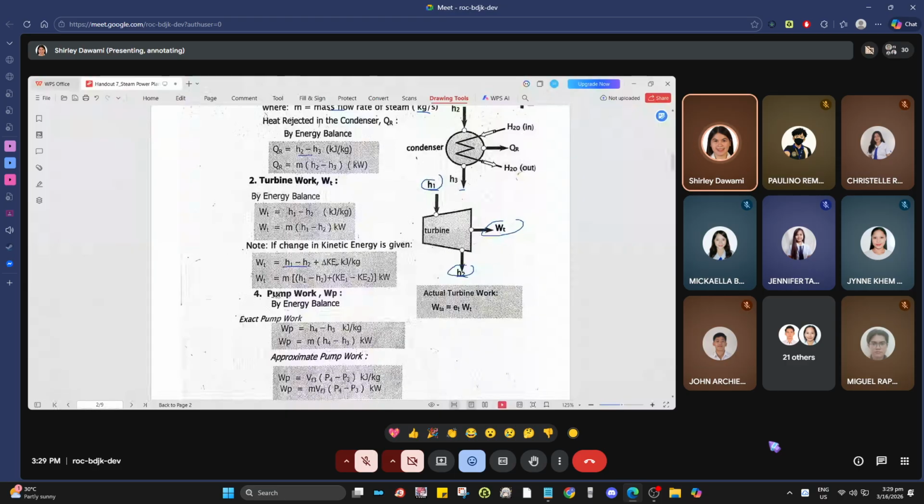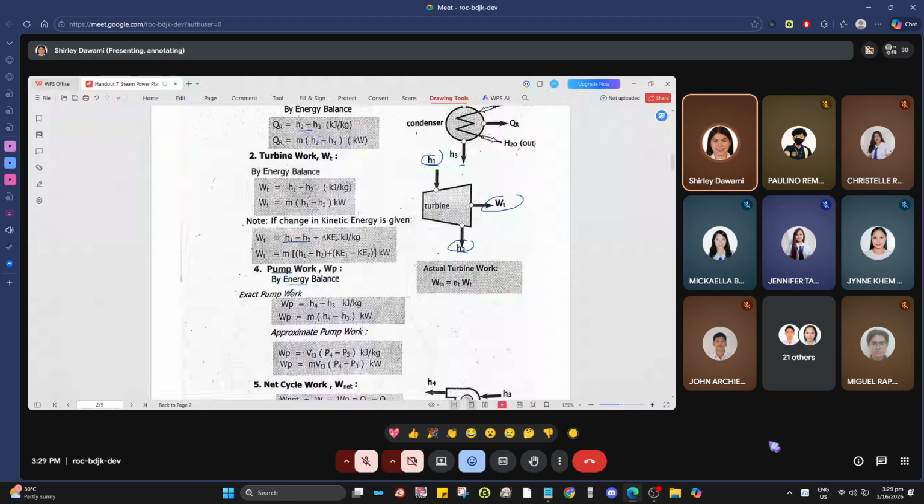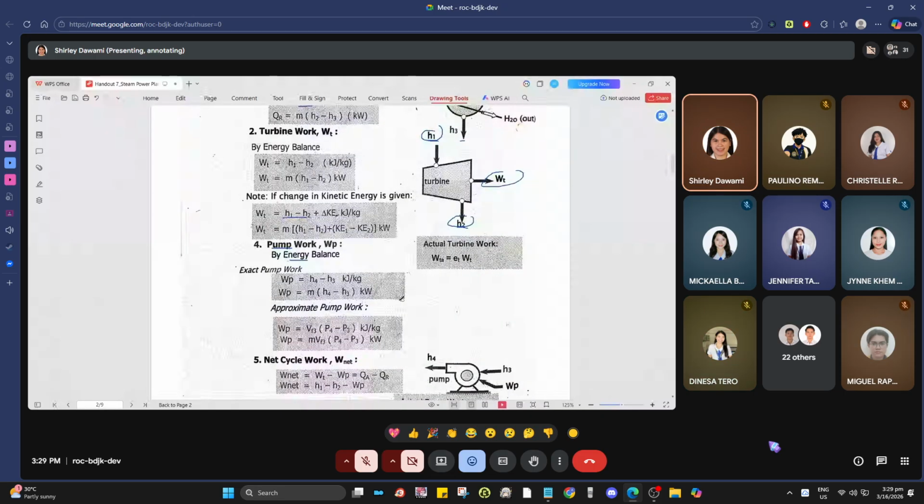For the pump work by energy balance, so pwede na siyang exact pump work or approximate pump work. So depende, kung unsay given sa problem, so nai in terms of enthalpy and also nai in terms of pressure. So for the exact pump work, that is H4 minus H3. Okay, this is for the pump work.